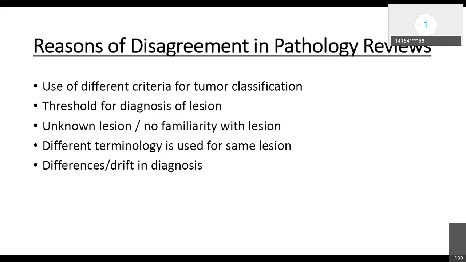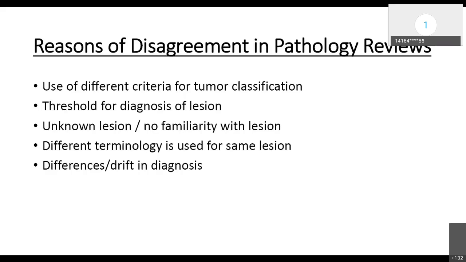So every pathologist uses different criteria for classification of tumor. I would use different criteria for classifying the tumor, either it is adenoma or carcinoma. And the threshold which is used for diagnosing the lesion is also different from pathologist to pathologist. So here the severity, I would say that liver is showing the infiltration of MNC, which is of mild severity. But the same slide, another pathologist would say it is of moderate severity. So these are the reasons why a disagreement in the pathology review occurs.